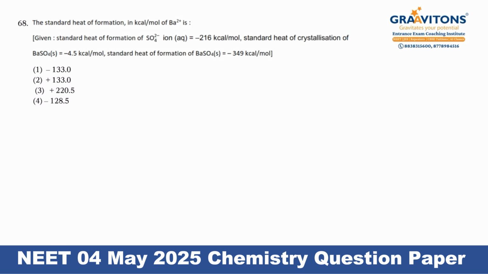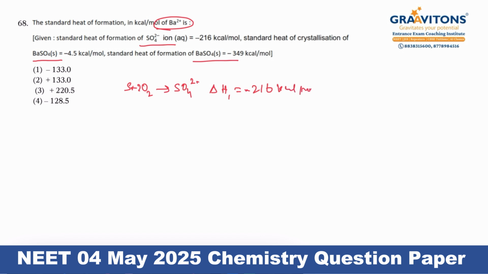And the 68th question. It is from thermodynamics. All data were given for the formation of SO4 2 minus, and here you have the formation of BaSO4. Here the standard formation of BaSO4 is also given very clearly. We need to find out the heat of formation of barium 2 plus ion from barium solid. Let us write the equation first. So I am taking sulfur plus 2 oxygen gives you the formation of SO4 2 minus, with delta H1 equal to minus 216 kilocalories per mole.